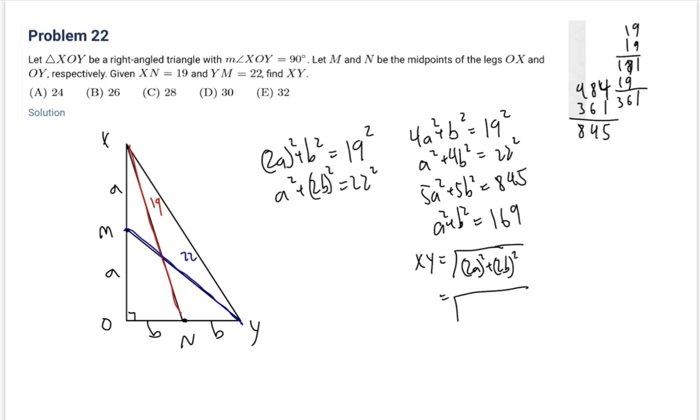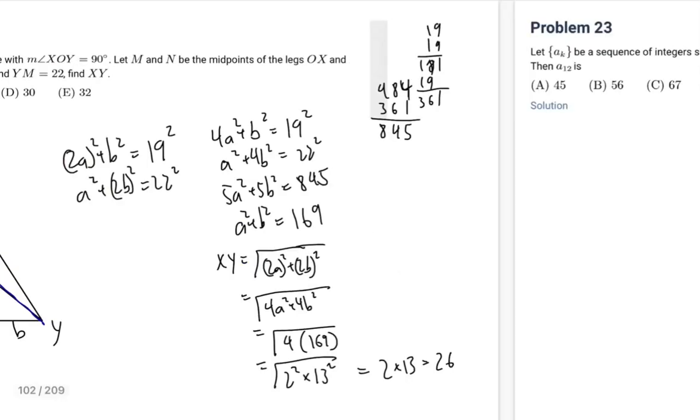This is the square root of 4A squared plus 4B squared. This is the square root of 4 times A squared plus B squared, which is 169. This is root of 2 squared times 13 squared. This is 2 times 13. This is 26. So it's B.